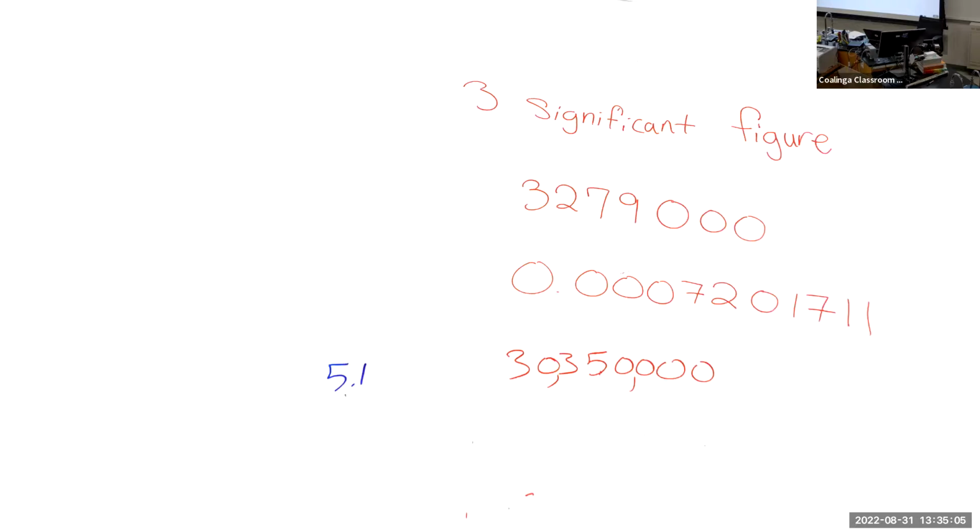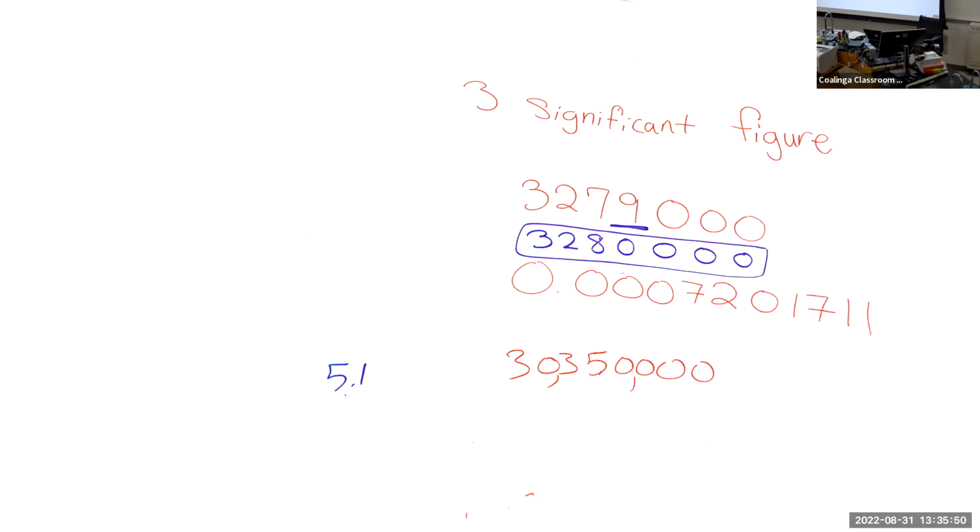Okay, so if we're getting three significant figures, the first thing is that we want three numbers. 1, 2, 3. So that means we're going to go here. That means we're looking at this number to determine whether we're going to round up or whether we're going to leave the first three numbers alone. Is 9 greater than 5 or is it less than 5? It's greater than 5. So then the answer should be 3, 2, 8, 0, 0, 0, 0. Again, three significant figures.